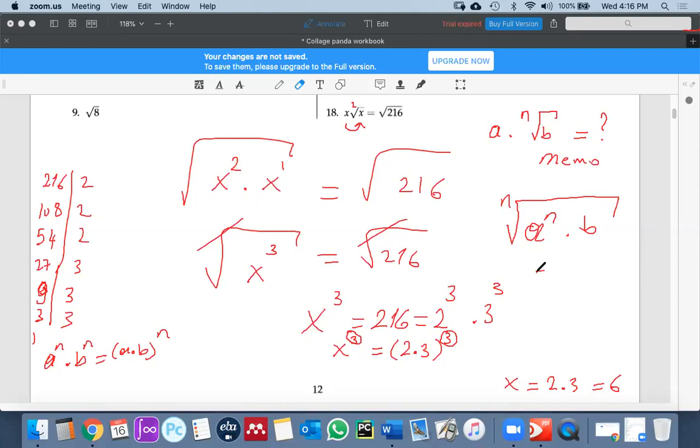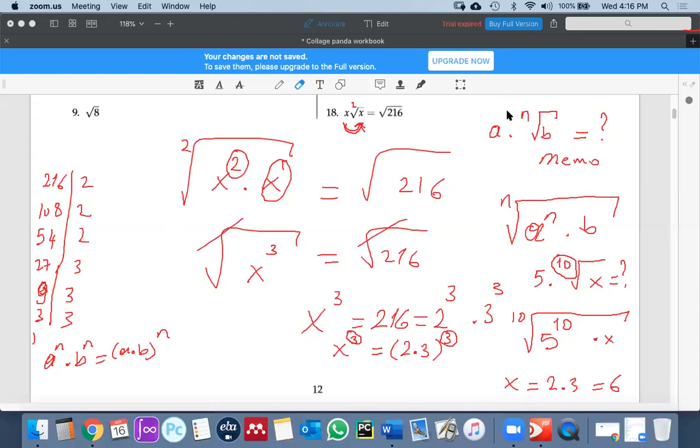Example, 5 times the 10th root of x. How can I express this? The 10th root of x is x, no change. This will be 5 to the power of the index, which is 5 to the power of 10. So I did the same thing. Here the index is 2. Under the radical I have x, no change. So we didn't change anything. But this x can come inside of this radical as x to the power of the index, which is 2.